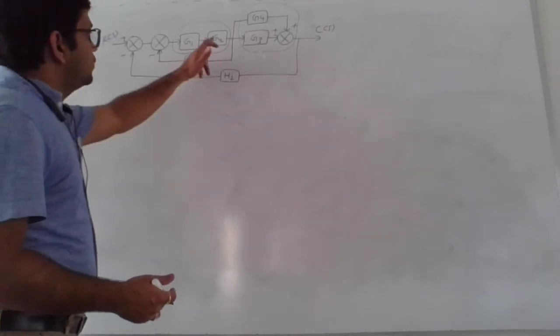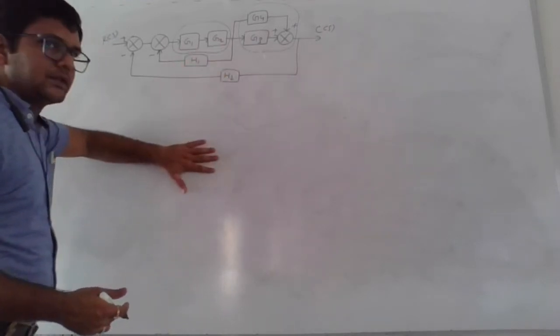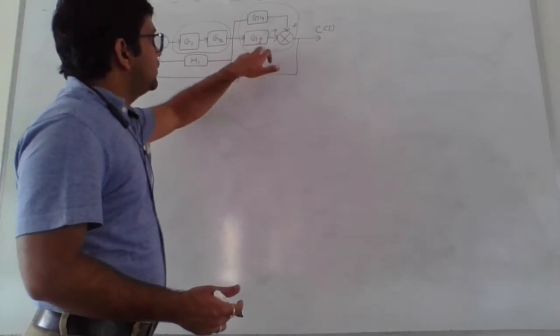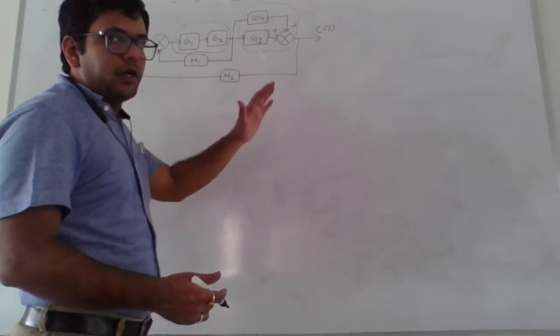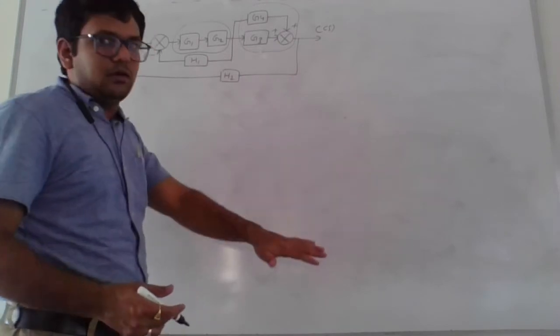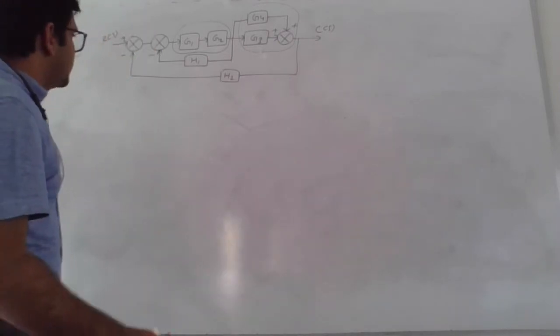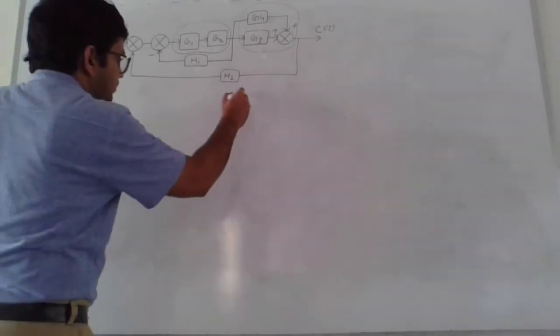Then modify the structure. Then in step number 2, write solving G3 and G4 in parallel, and the equivalent is G3 plus G4, and then modify the structure and redraw the structure. So it totally depends upon you. So I want you to solve step by step.